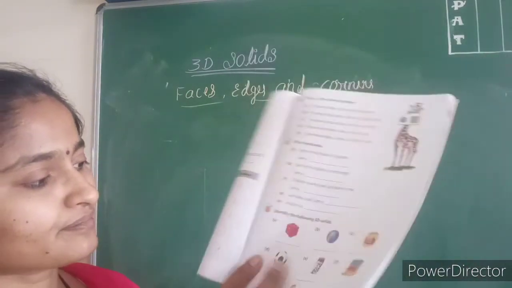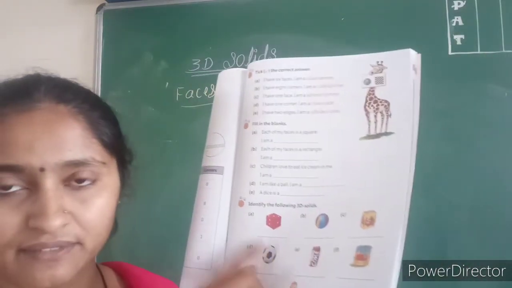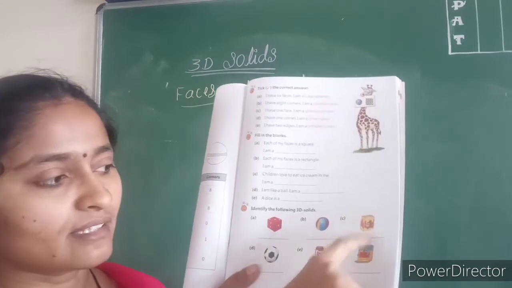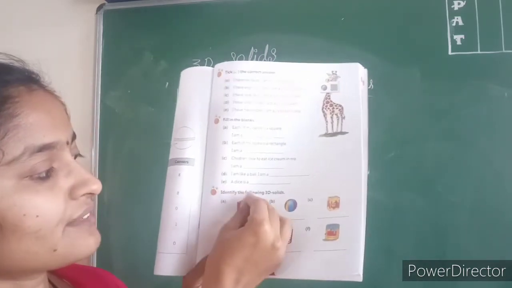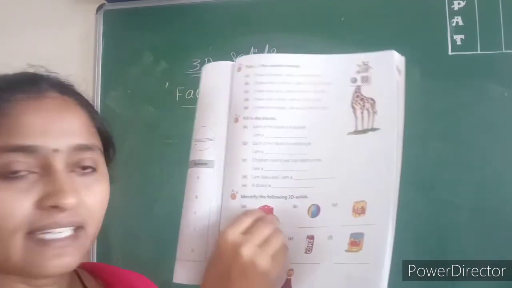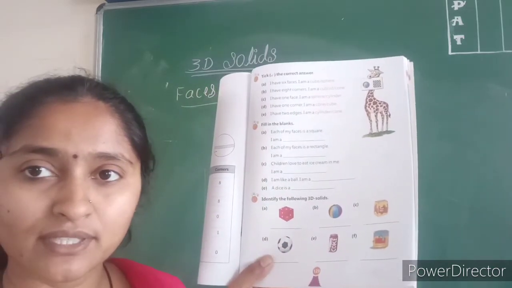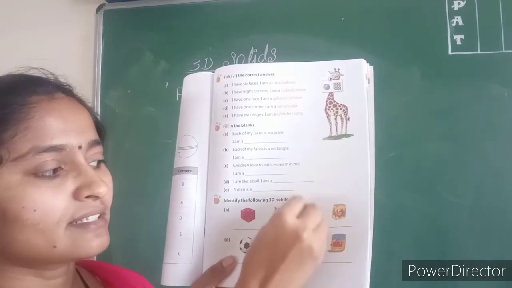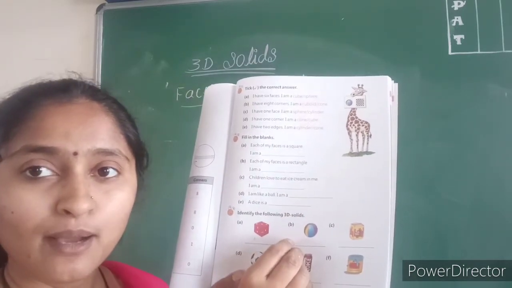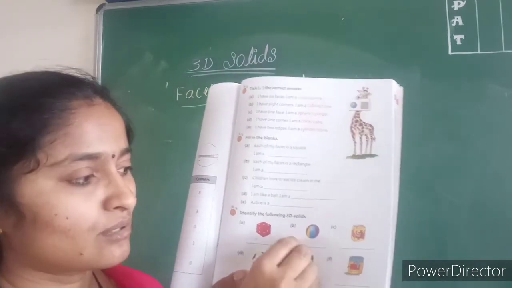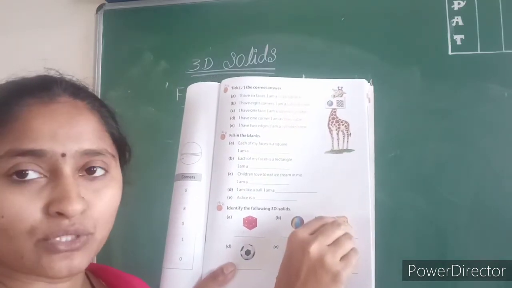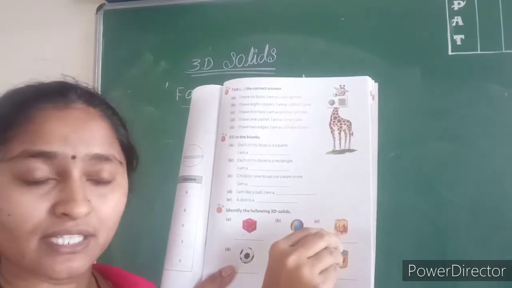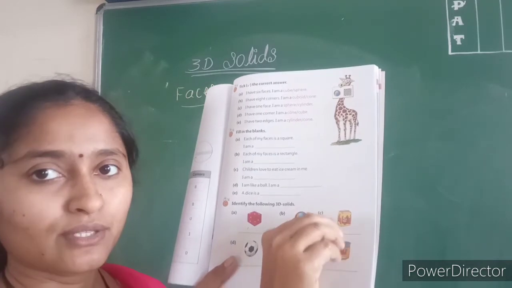Then here, this is a textbook activity. You do not need to write it in the notebook. So identify the following 3D solids. Dice. Which 3D solid is it? It's a cube. So write here cube. Here it's a ball. Which 3D solid is it? A ball is a sphere. So write here sphere. Then here is a juice pocket. Which 3D solid shape is a juice pocket? Cuboid. So write here cuboid.